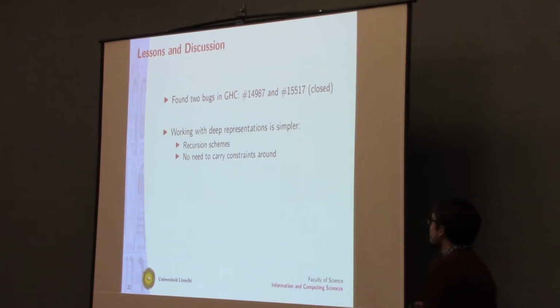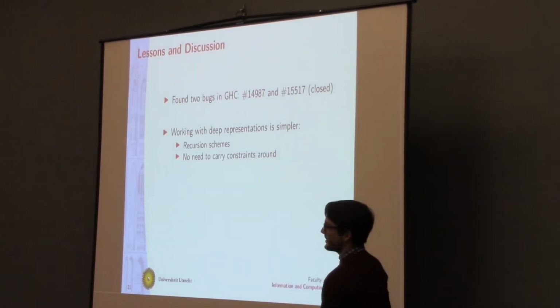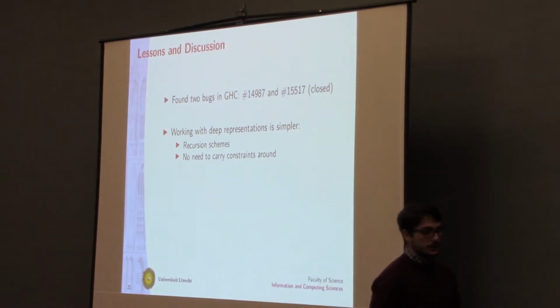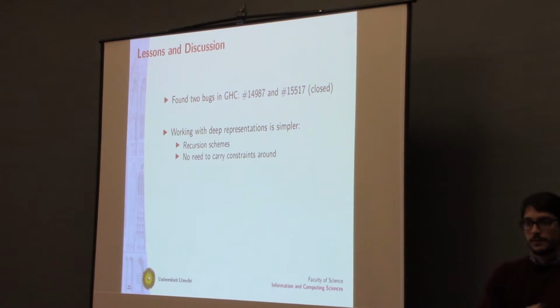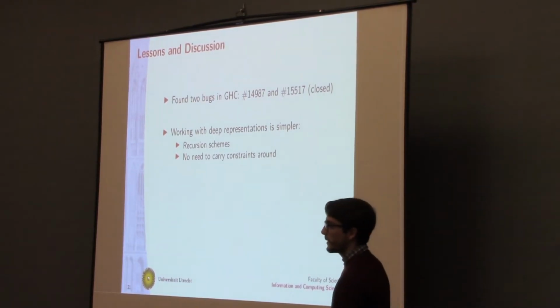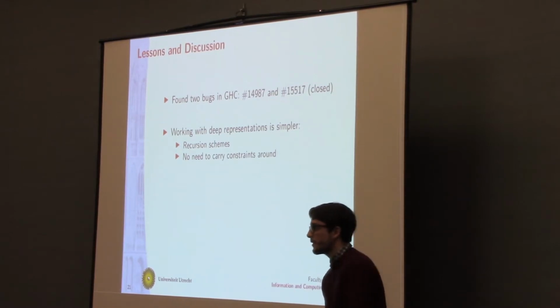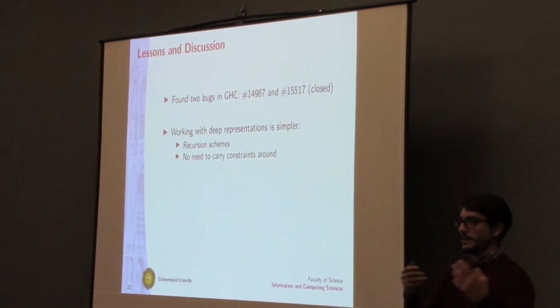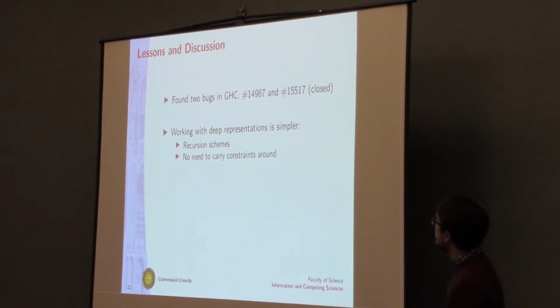It is very handy to work with deep representations, and this is really the lesson. For working with arbitrary ASTs, we learned that although there might be a performance drawback from translating everything to its deep representation, it's much easier to write generic functionality instead of carrying around a bunch of constraints. And this is a very powerful tool to work with generic ASTs.